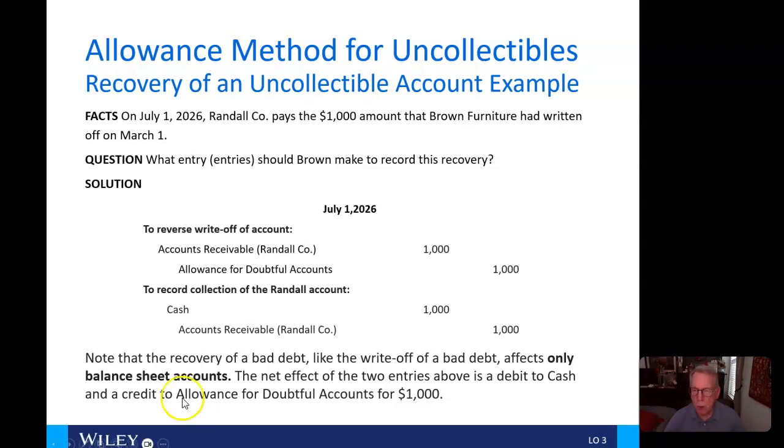Okay. Note that the recovery of the bad debt, like the write-off of the bad debt, affects only balance sheet accounts. The net effect of the two entries above is a debit to cash and a credit to allowance for doubtful accounts, because these two receivables offset each other.